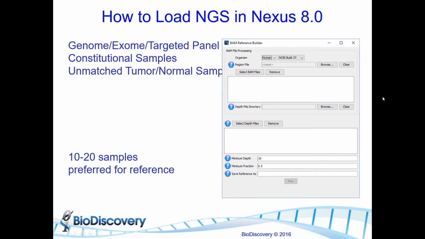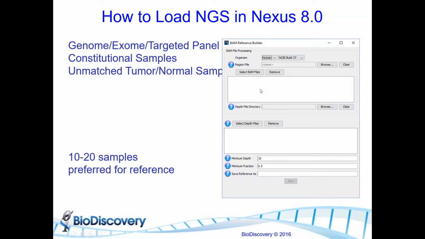And when we run this, we're going to pick out our organism and build, our region file, which is going to specify our capture. This is really important if we're using a targeted panel, as it's going to limit our results to the capture regions so we don't have any off-target hybridization noise contributing to our results. If we're using exome or genome, you can add the region file, but it's not necessarily required, and the default will switch to being about a 100 base pair window.